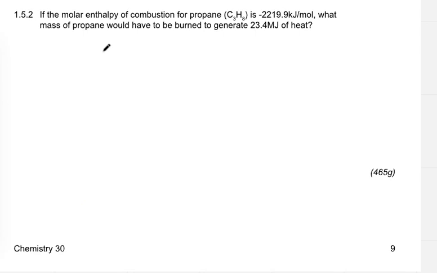If the molar enthalpy of combustion for propane is this, so we have our delta H is 2219.9 kilojoules per mole. Don't just say moles, say moles of propane. When the questions get more complicated, you'll be glad you do this. What mass of propane would have to be burned to generate?